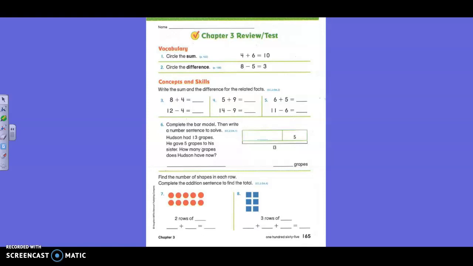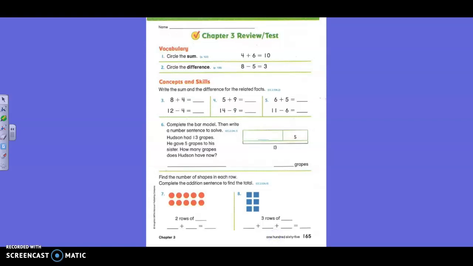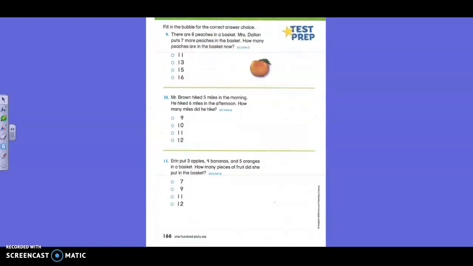Down here, you're telling how many rows of how many of those circles. Then writing the two numbers. Remember, these are repeated addition, so these two numbers need to be the same. And then finding the answer. Okay, same with this one. Repeated addition, so the same three numbers, and then find the answer.